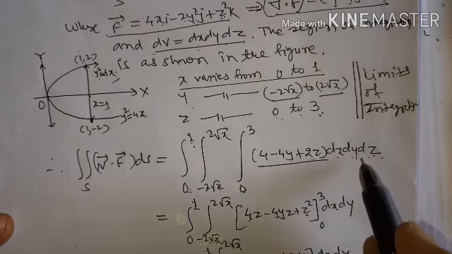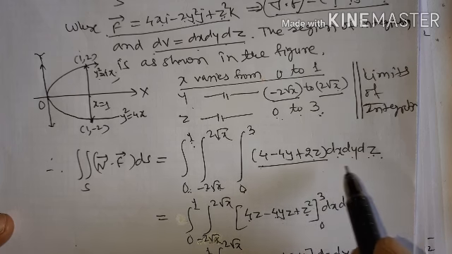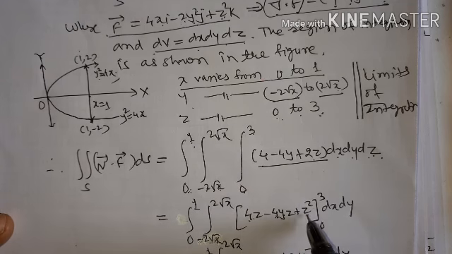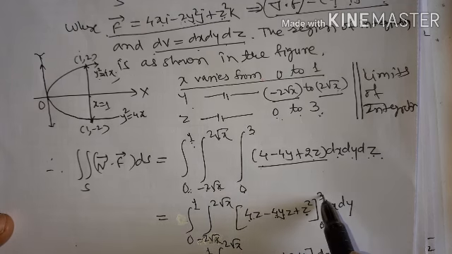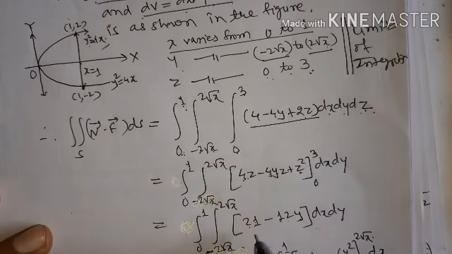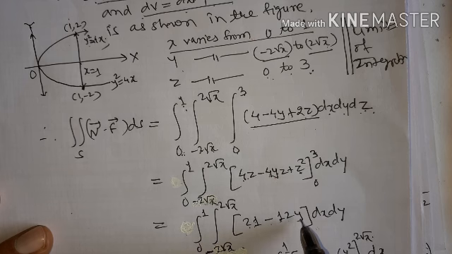First, I will integrate this with respect to z. So 4 has integration 4z, minus 4yz, and 2z has integration z square. Limits are 0 to 3. Because the lower limit is 0, if you put only the upper limit, you will get this simplification: 21 minus 12y. Now this is the function to be integrated.